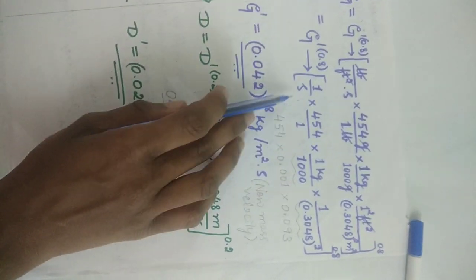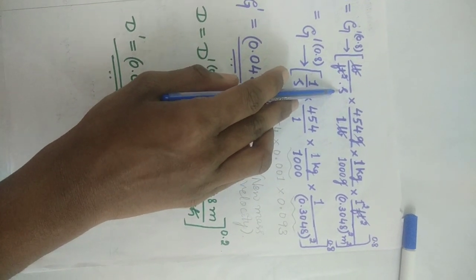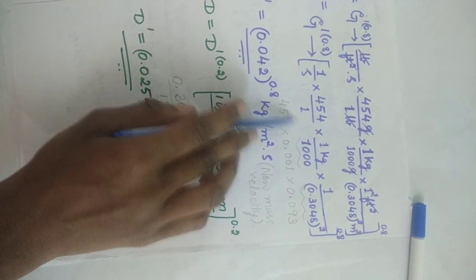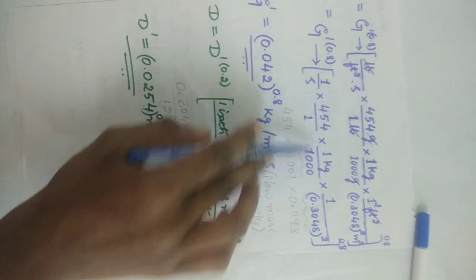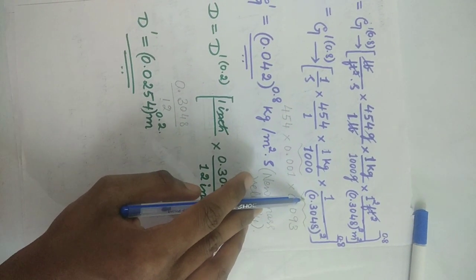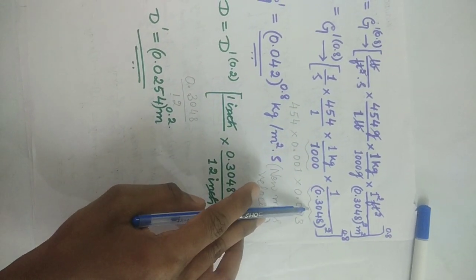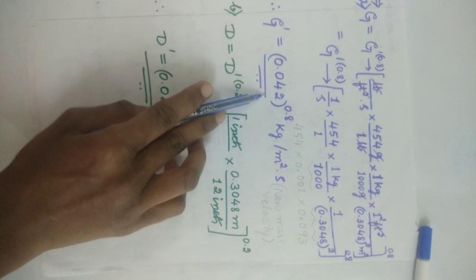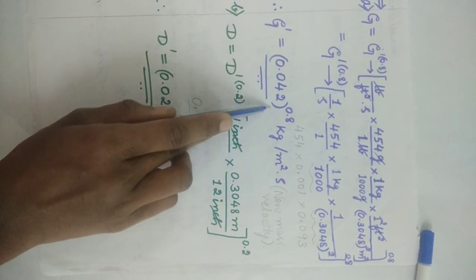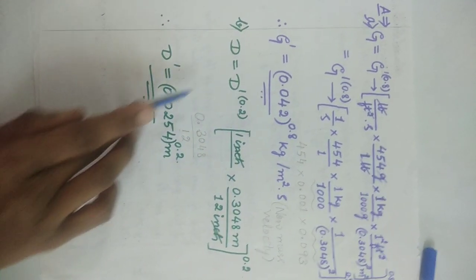See now what we are doing here. Here we need seconds. Seconds is there, we are not changing. So what we are left with are the numbers, we are writing. 1 square is 1 as it is. So this is squared. Then whole power, that is 0.8. Finally we will get 0.042 power 0.8 kg per meter square second.